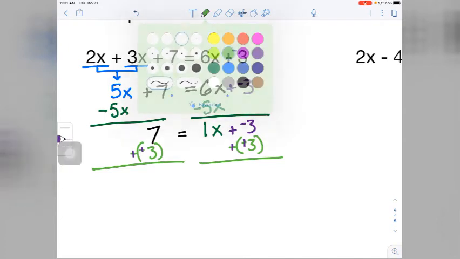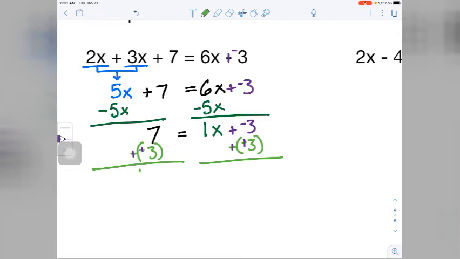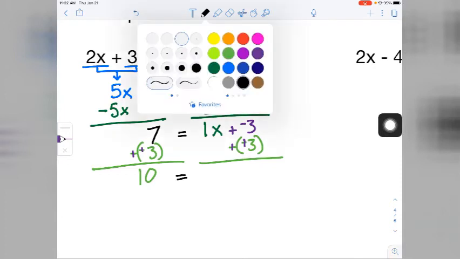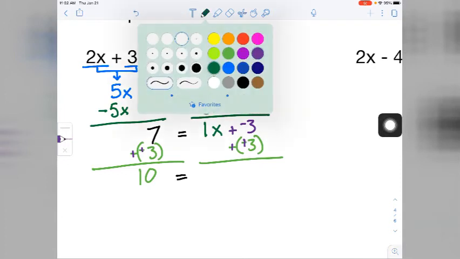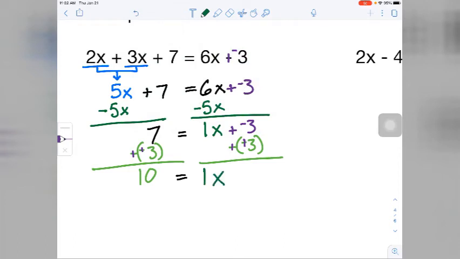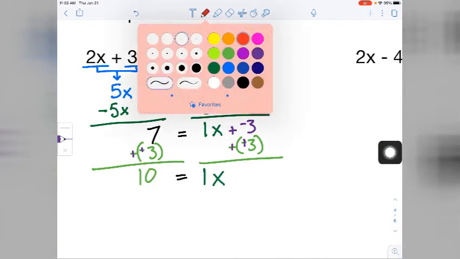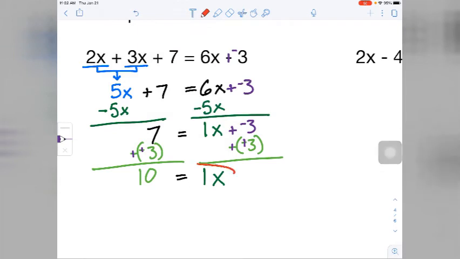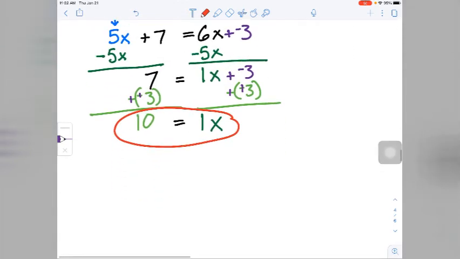And that is going to turn into 7 plus 3 is 10 over here. And on the other side of my equation, 1x plus negative 3 and then plus positive 3 is going to equal just 1x. So now I have 1x, which is the same as x. So I have all of my numbers on one side and all of my x's on the other. I've simplified this equation, and here I see that I have x all by itself.